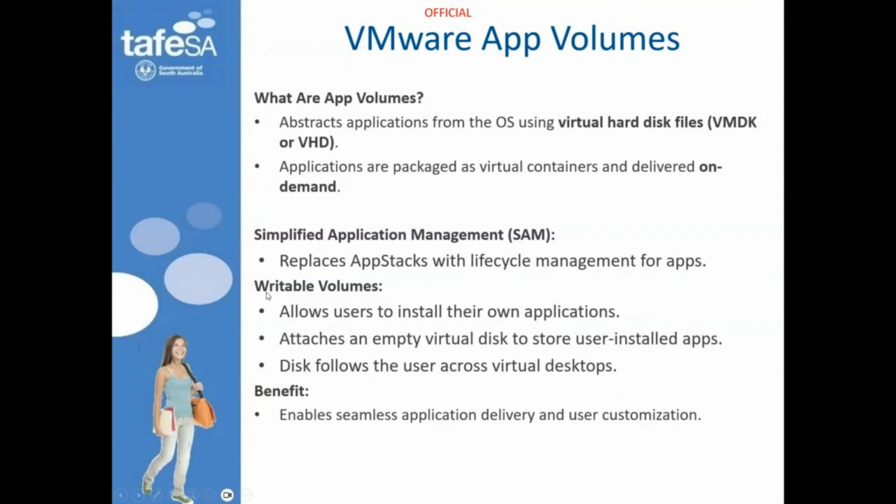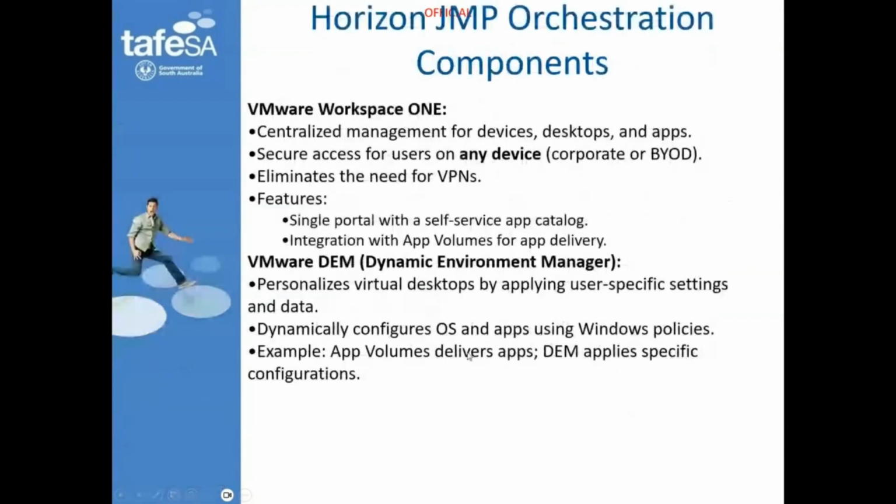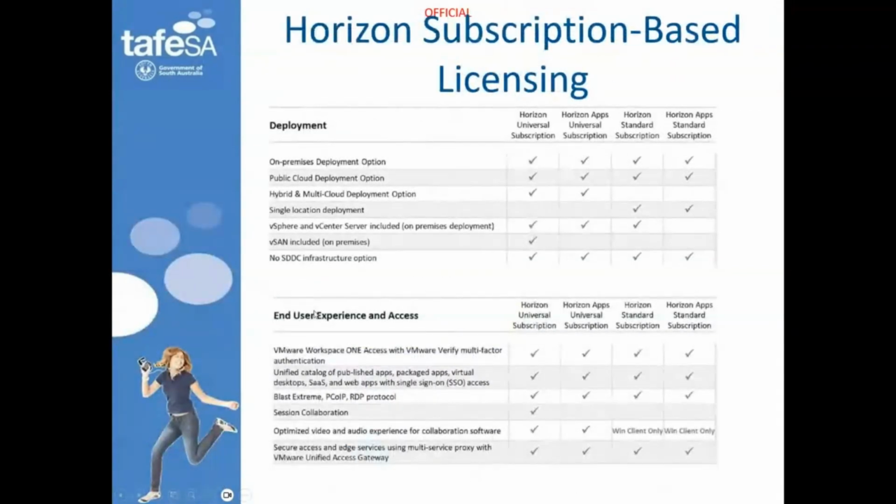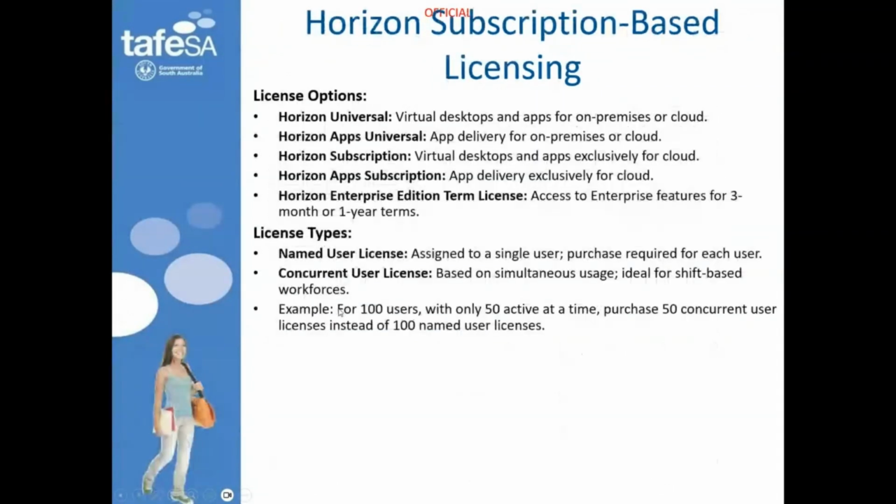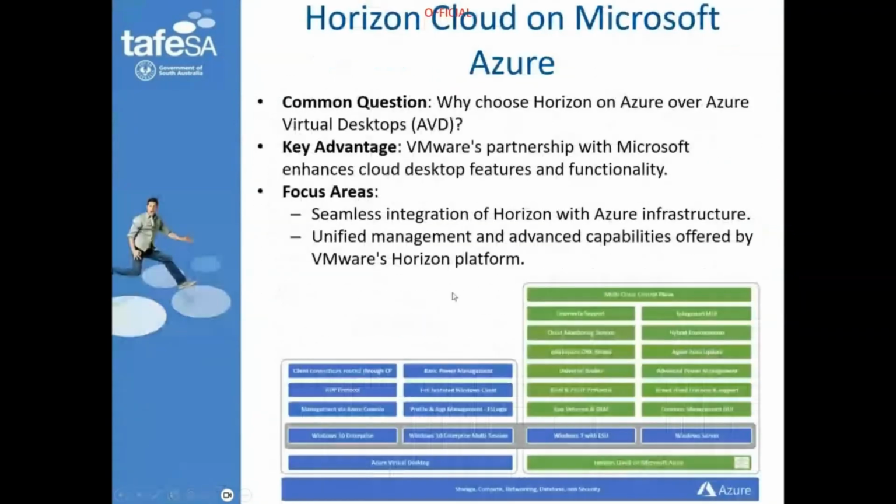So some of these things are specific to the cloud, okay? There's also Writable Volumes, which allows users to install their own applications. It attaches an empty virtual disk to the user-installed apps, and this disk follows the user across virtual desktops. Again, this is something that we didn't do in our practical work, but we need Horizon Enterprise for on-premises application of it.